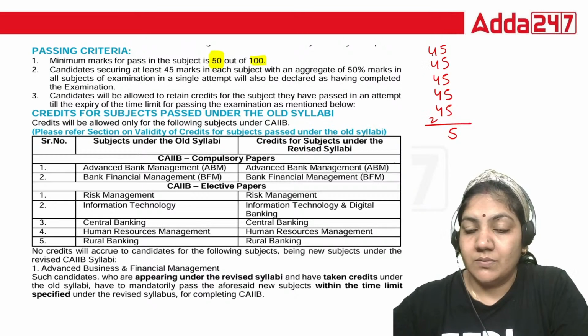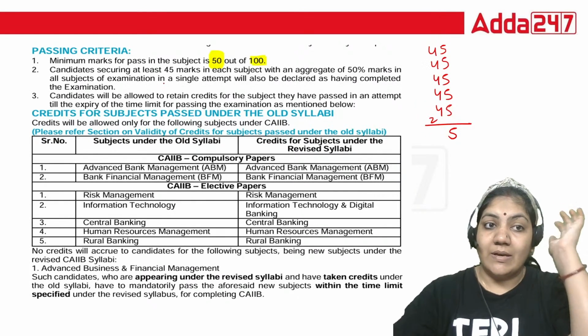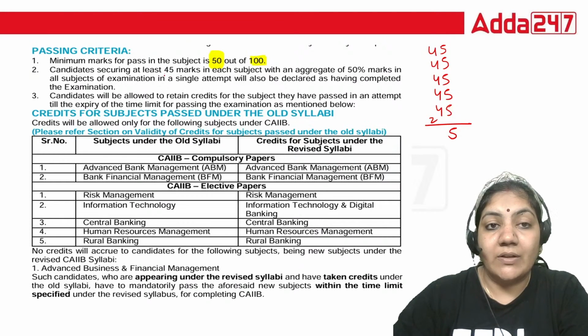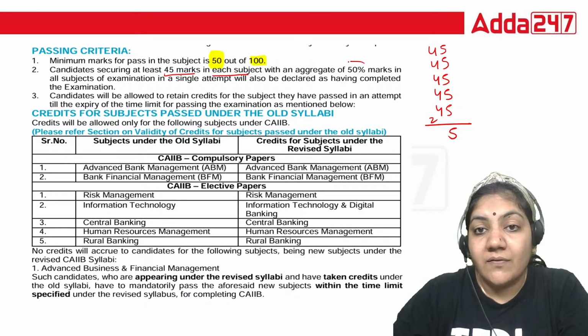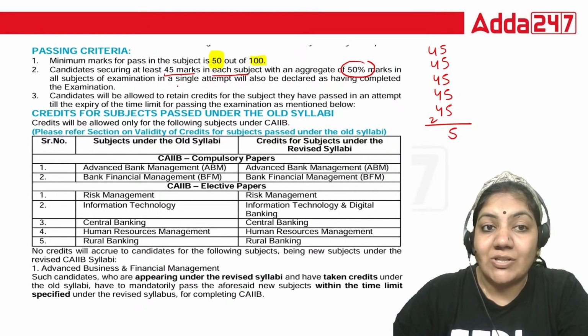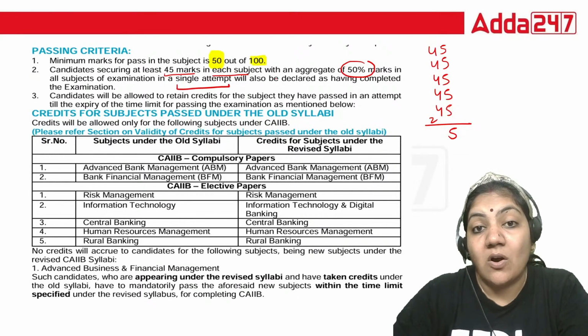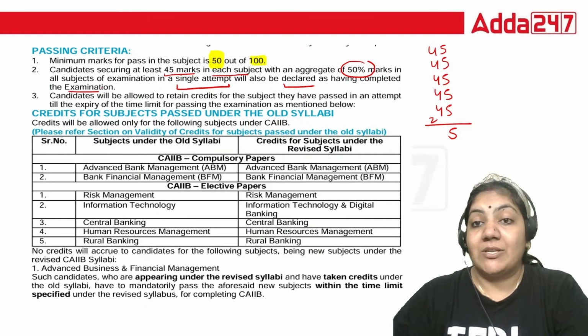Suppose a candidate secures at least 45 marks in each subject with an aggregate of 50% marks in all the subjects of the examination in a single attempt, they will also be declared as having completed the examination.